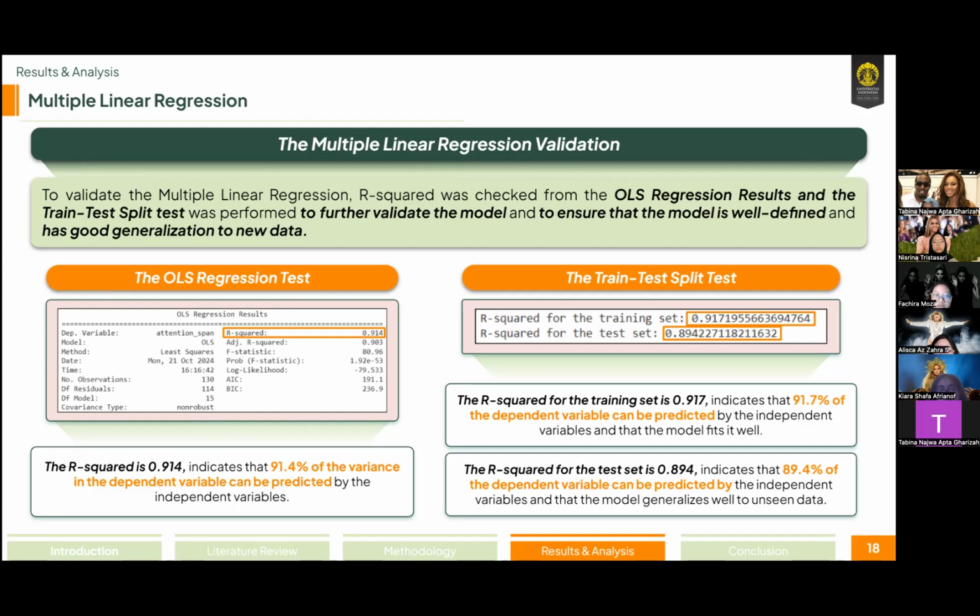And then we see the train test split results. We divided the data into 70% and 30% respectively for the training set and the test set. The R-squared for the training set is 0.917, which is quite high. That means 91.7% of the dependent variable can be predicted by the independent variables, and the model fits well. For the test set it is 0.89, which is also quite high and close to the training set, and that means the model generalizes well to unseen data.